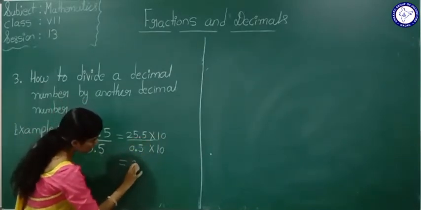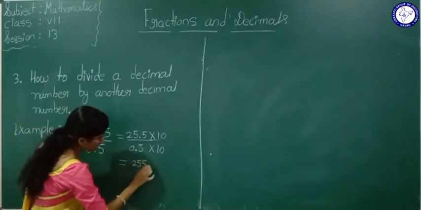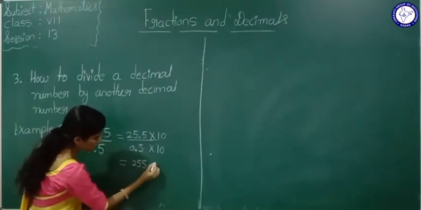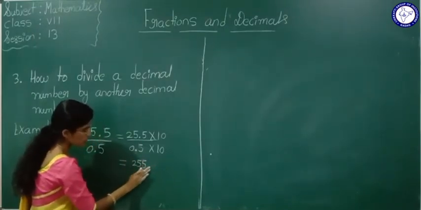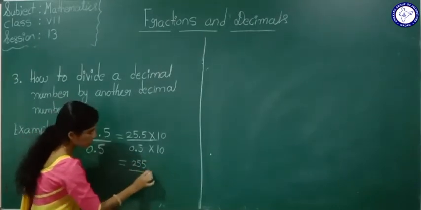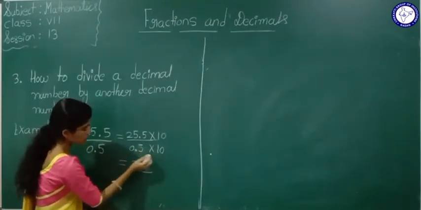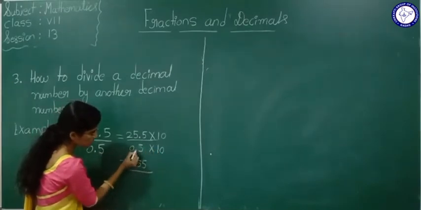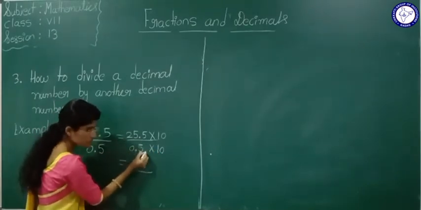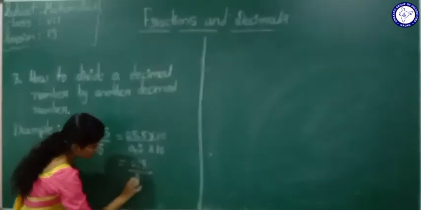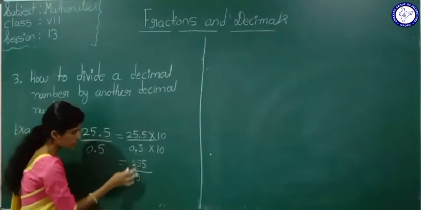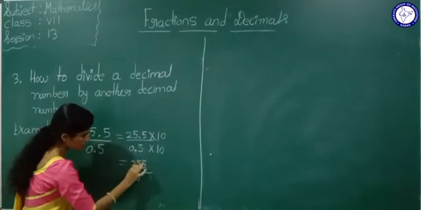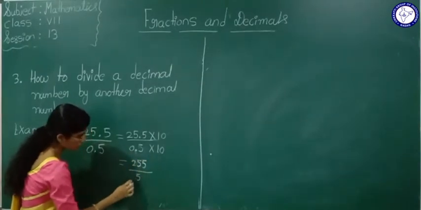Okay, now see here, if you multiply by 10 this decimal point will go here. It is nothing but 255.0. 255.0 is same as 255. Yes, divided by 0.5 into 10 means what? If you multiply by 10 this decimal point will shift here. Yes, 5.0 is same as 5 only. Now you can divide this. Yes or no? What is 255 divided by 5?